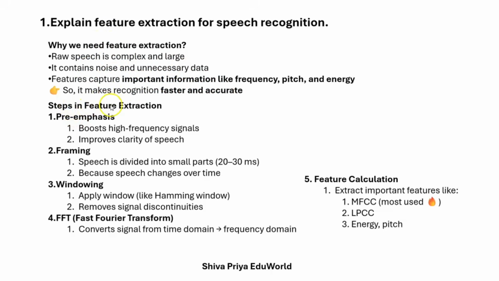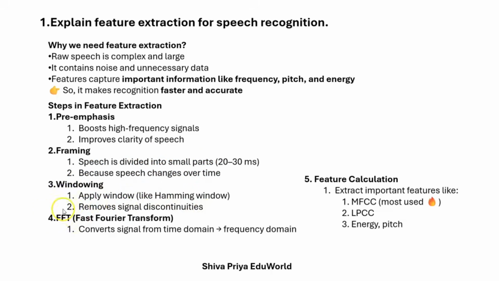Clear? Steps in feature extraction. What are all the steps we have? We have 5 steps here. You have to remember. Pre-emphasis, which means it will boost the high frequency signals and improve the clarity of the speech. This is the first step. The second one is framing. Speech is divided into small frames. Why? Because speech changes over time. The third one is windowing. Apply a window here, like a Hamming window. It removes the signal discontinuities.